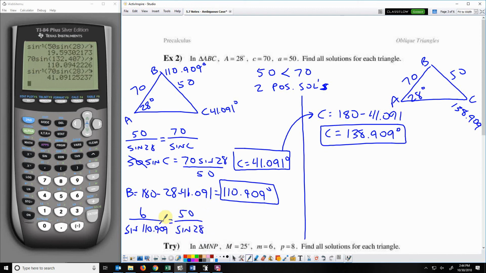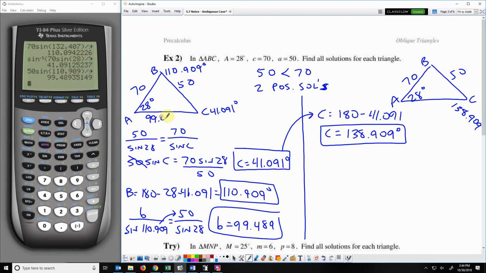So I need to multiply this sine 110.909 across. So I'm doing 50 times sine 110.909 divided by sine 28. So I get 99.489. So that's my missing side here. So now I have all three sides and all three angles here.